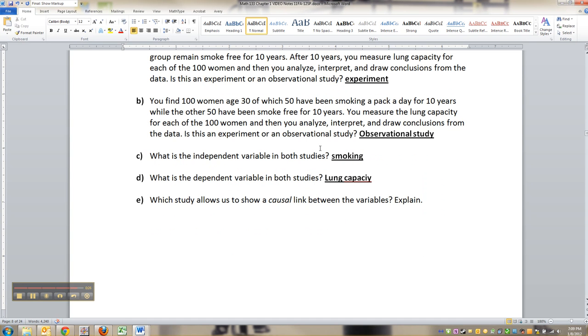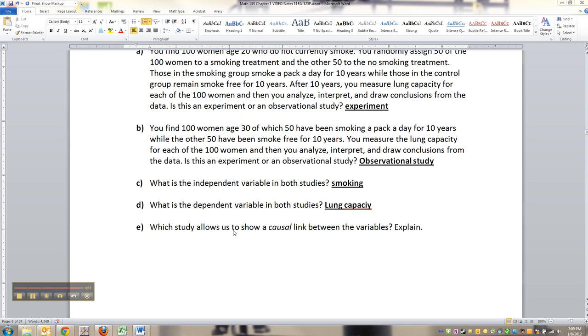Let me fill these in. There we go. You're trying to determine whether smoking, the independent variable, has an effect on lung capacity, which is your dependent variable. Think of the independent variable as the cause, and the dependent variable as the effect. All right, we'll pick up here next time.